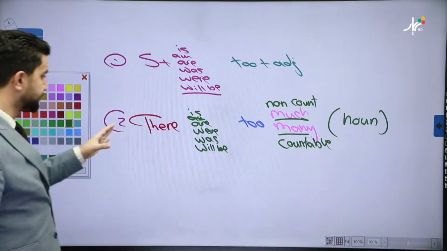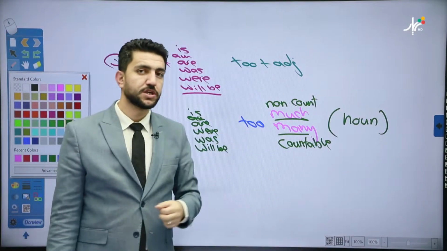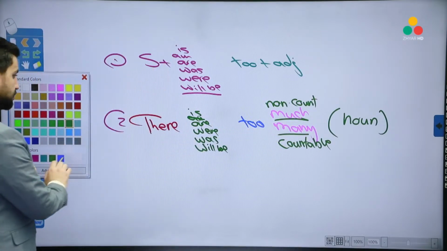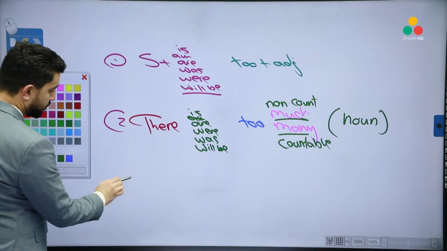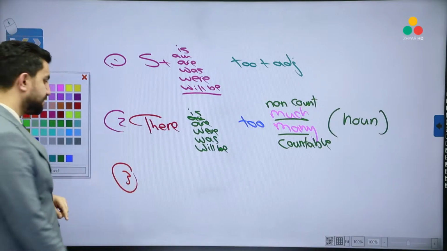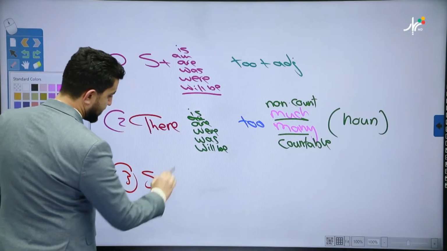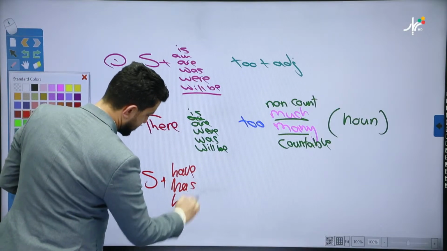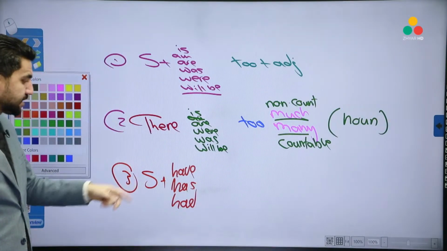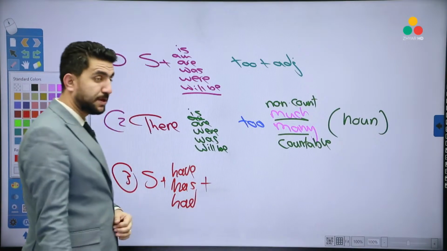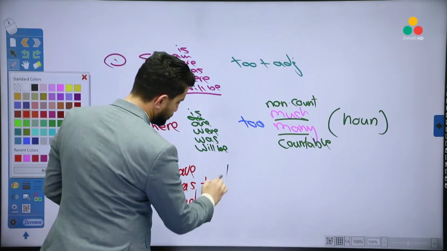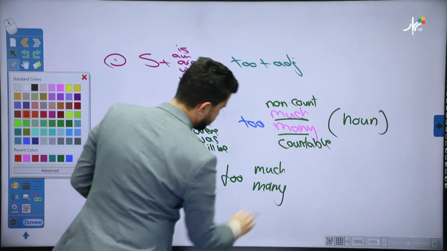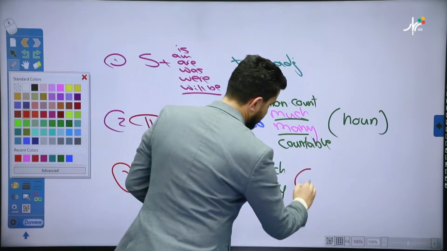Just be with me. Don't forget, when we have there, we have too much and too many, plus noun, okay? Another rule, which we just talked about, is have and has. So subject plus have, has, or had. When you have have, has, had and a subject, we use what? We said too much and too many. Don't forget, again, it's followed by a noun.